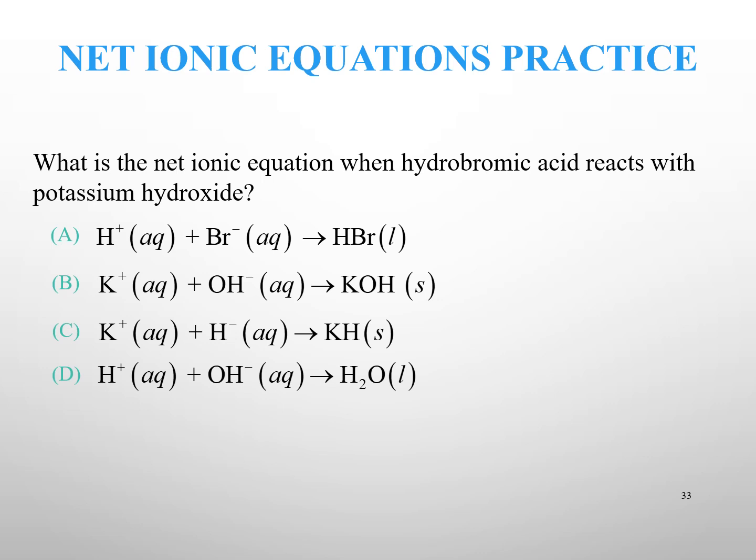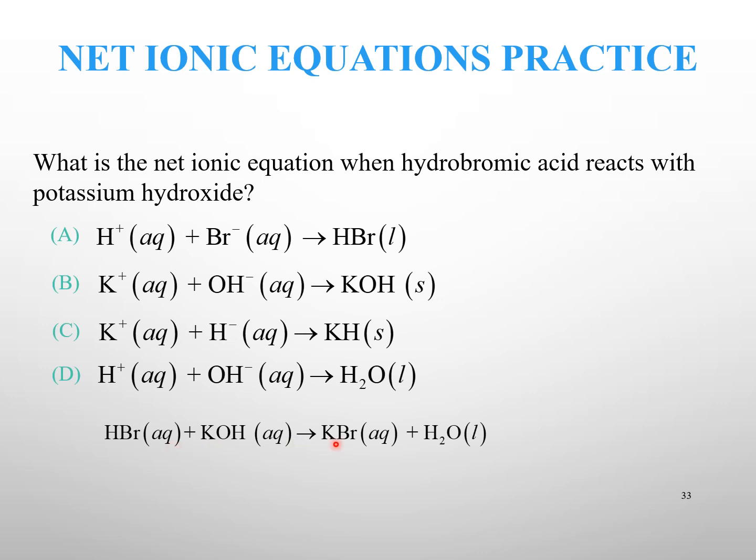So what is the net ionic equation when hydrobromic acid reacts with potassium hydroxide? So one cool thing is if you have an acid and a base, and this is a base because it's potassium hydroxide, you will have H plus OH equals H2O always as your net ionic equation. Acid-base neutralization, the net ionic equation is always H plus OH equals water. So we know our answer will be that, but let's go ahead and take a look at the equations here.